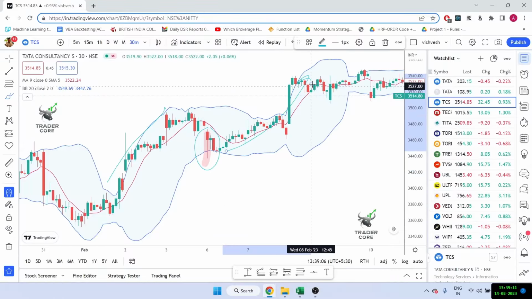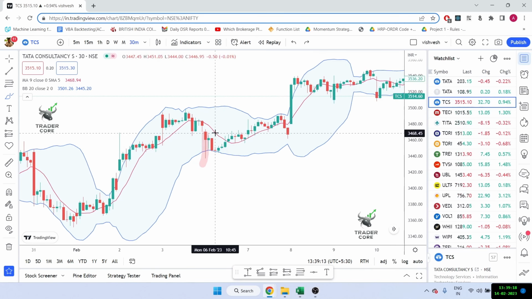So in these kind of cases, we are trying to make profits by taking the perfect entry. Whenever we get this kind of thing where the stock comes down very quickly, we can go for a reversal trade. That means we can go for a buying trade, but how will we know that? For that, I'm using two indicators.